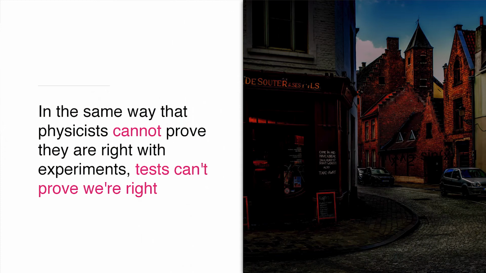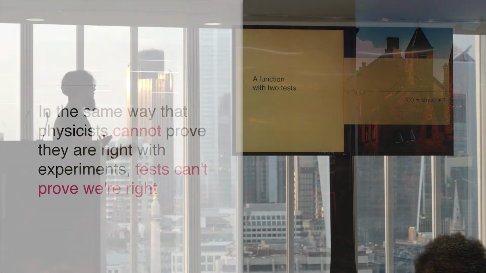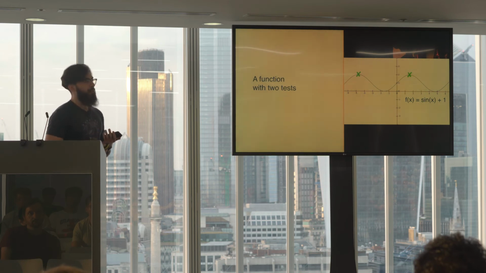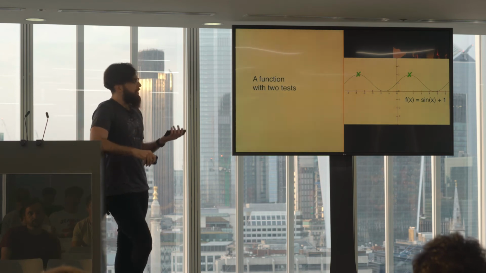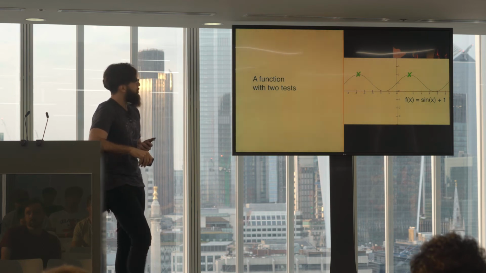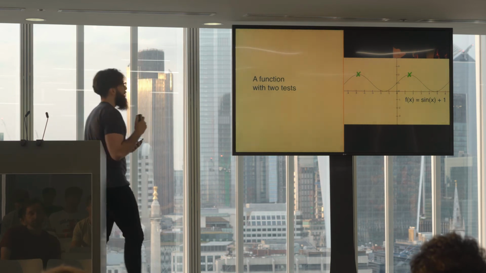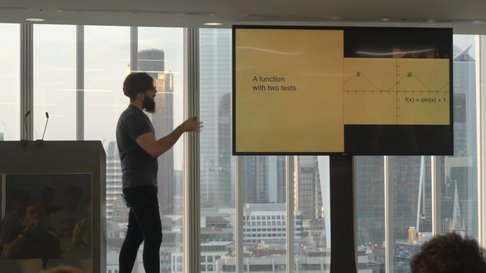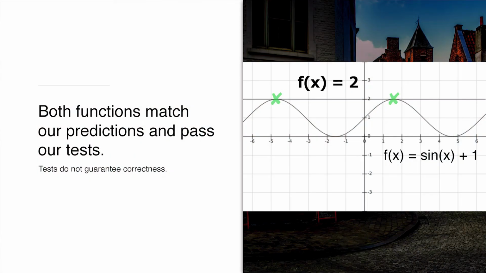So in the same way, the physicists cannot prove that they're right with their experiments. Tests cannot prove that we're right. They can only prove that we're wrong. So here, let's say we have a function which has true tests, right? So we have sin of x plus 1, and we have these true tests in these two places. So we give it as input something around 1.5, and we get true as a result.